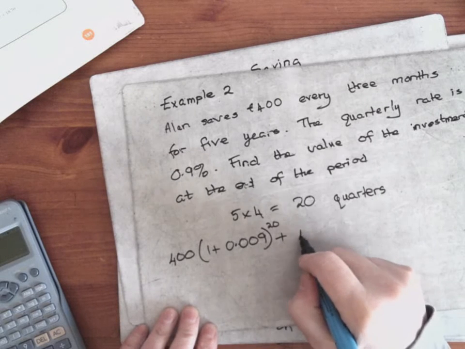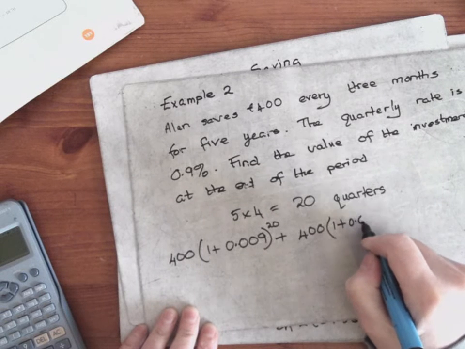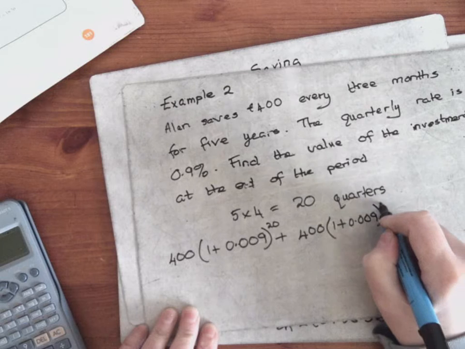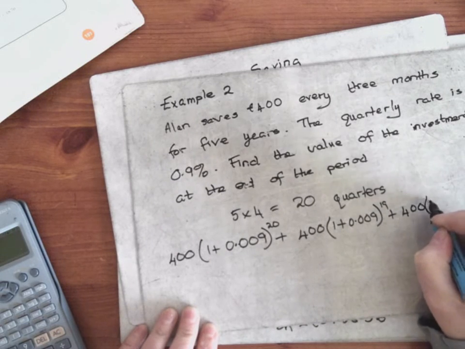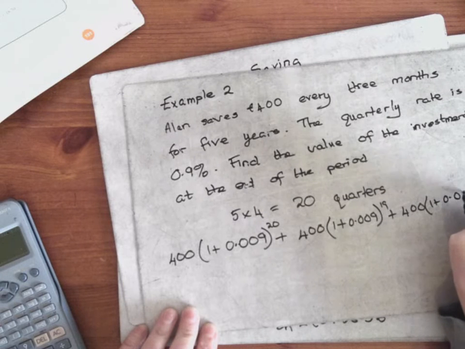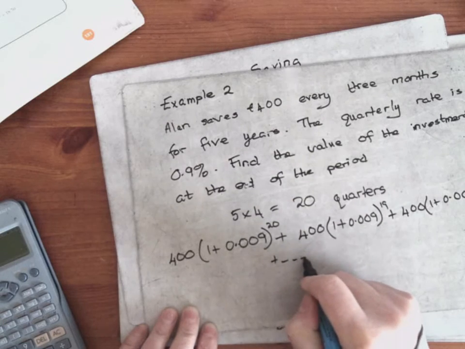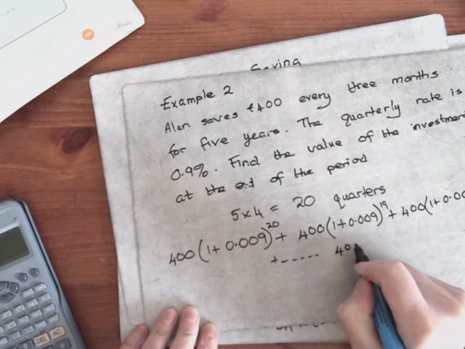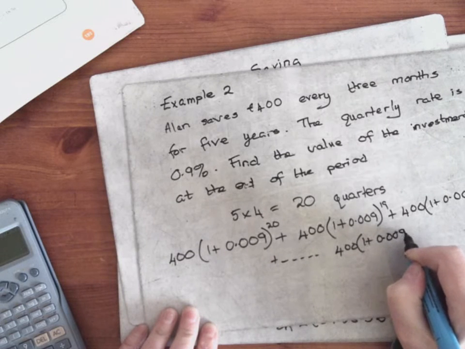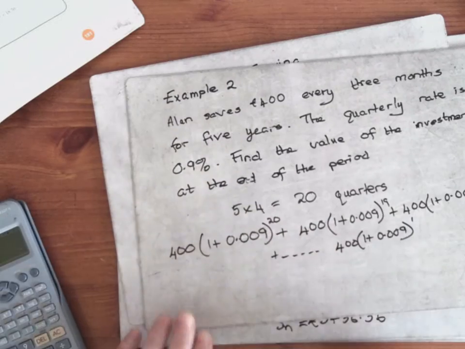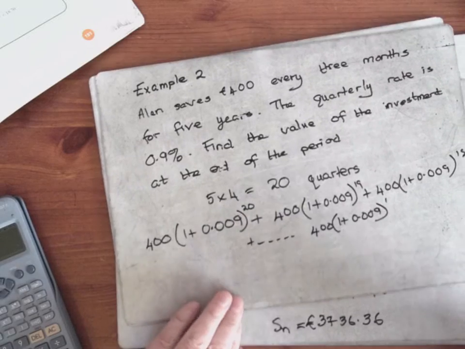Okay, the second one, I did do that right, 5 4s are 20, yeah. The next €400 he puts in is only going to be in there for 19 quarters. The next 400 is only going to be in for 18 quarters. And all the way to the end, the last 400 he puts in is only going to be in for 1 quarter. So that's his savings for the 5 years. If you total all those up, you'll end up with how much savings he has.